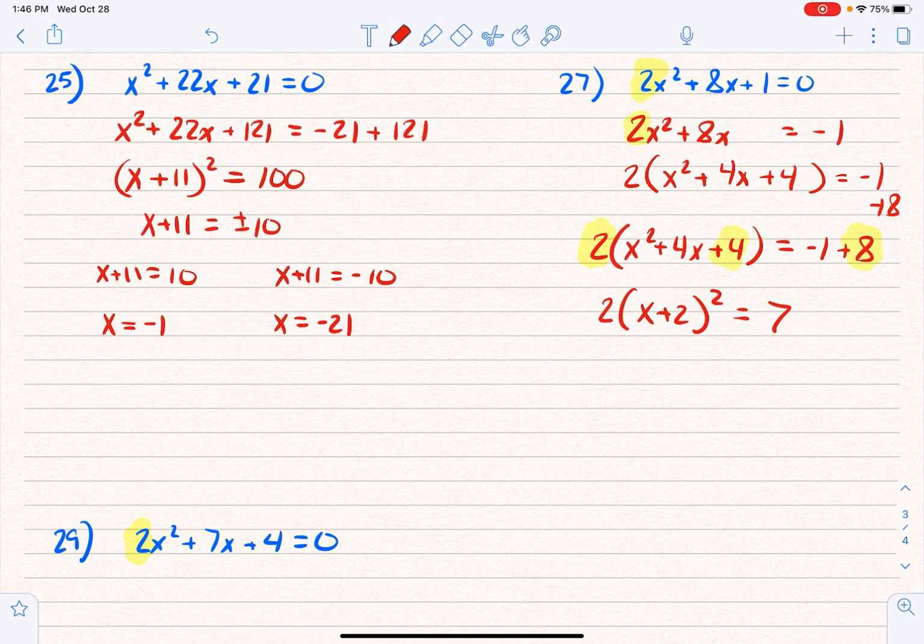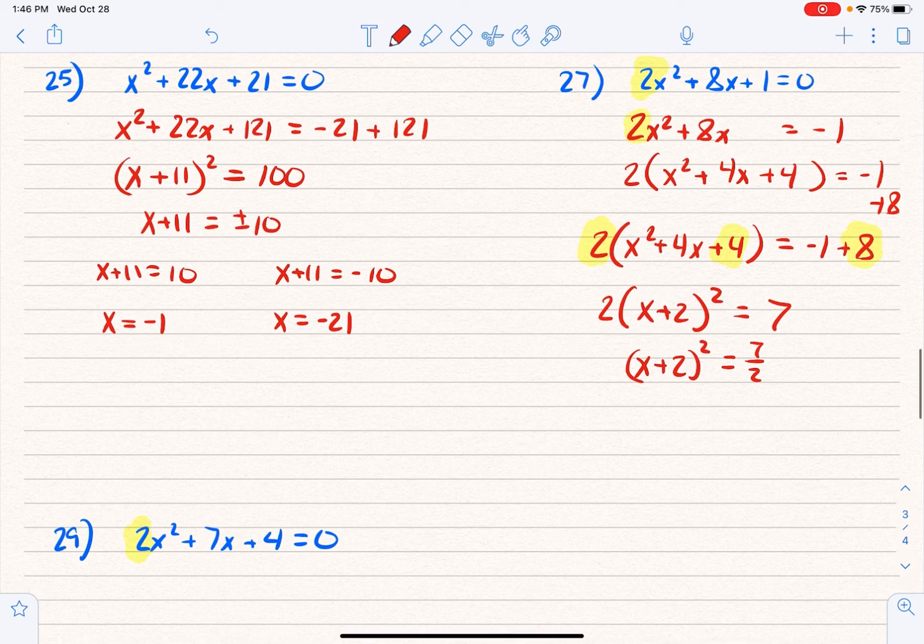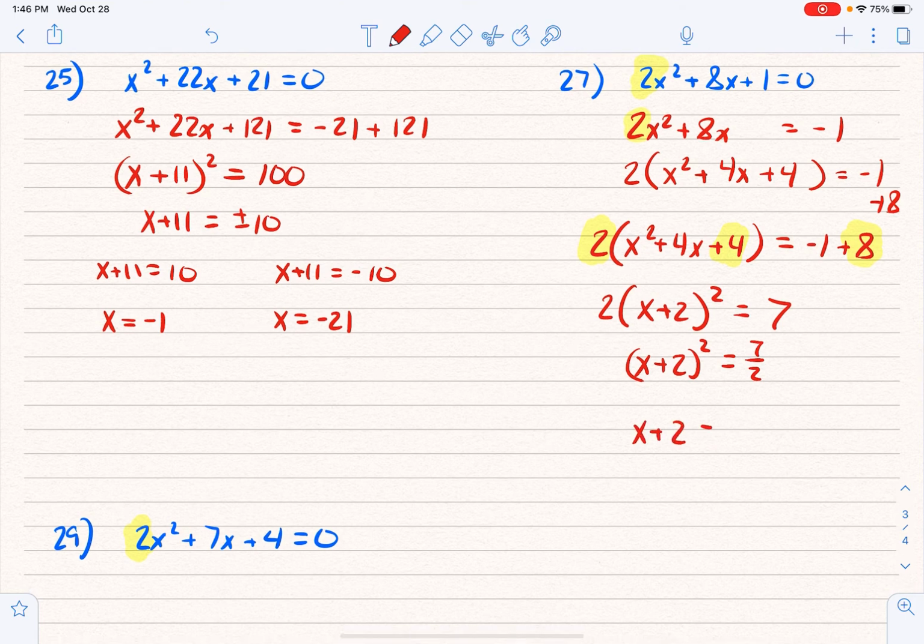And then at this point, you can go ahead and get rid of that 2 and make this say (x plus 2) quantity squared equals 7/2. Now square root everything. And this becomes x plus 2 is equal to plus or minus the square root of 7/2. Super duper ugly, but who cares? Move the 2 over to the other side, you get x is equal to negative 2 plus or minus the square root of 7/2. That's got to be the ugliest answer we've had all day, but it doesn't matter.